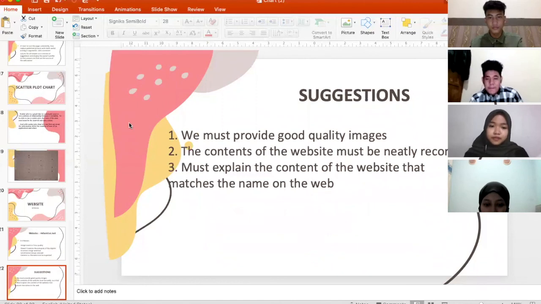My suggestions: the first is we must provide good quality images. The second, the content of the website must be neatly recorded. And third, we must explain the content of the website that makes up the name of the web. Thank you for my explanation. We hand it back to our teacher.